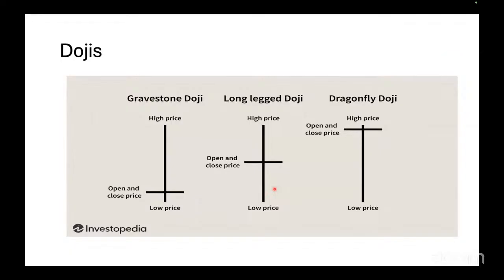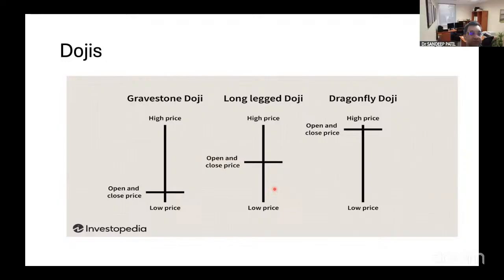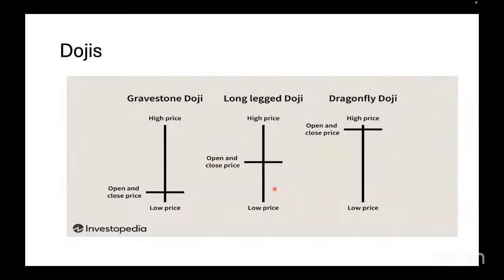The doji, the majority of action takes place at the horizontal line, so there is not much volatility. For example, this one opened high here, and the majority of the action took place near the lower end of the price. That's why it is called a gravestone. It is at the lower end.